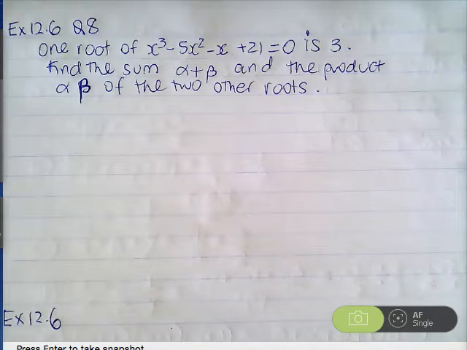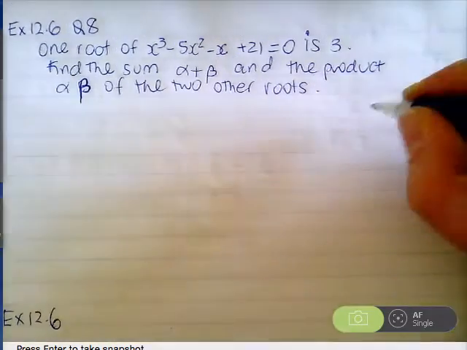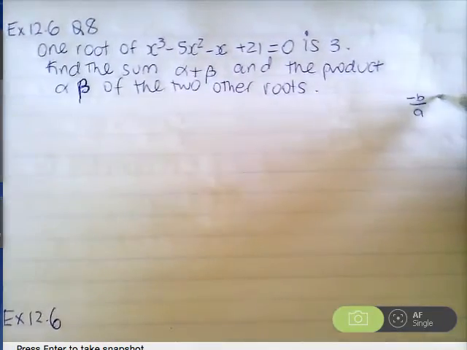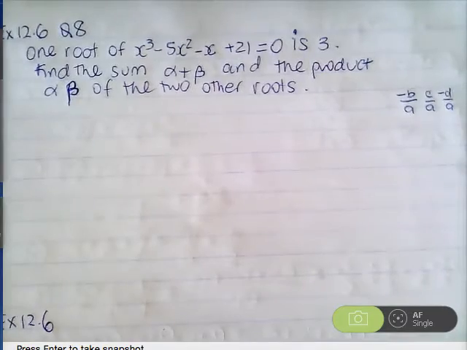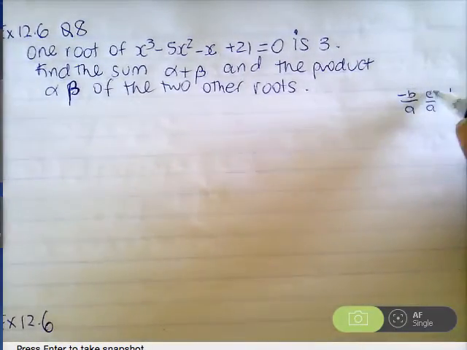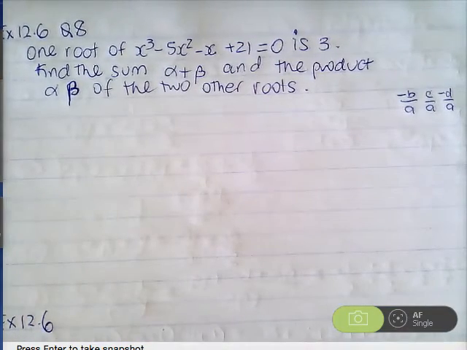All right, so what are you going to do? Sum of roots. So do you know your rules? We've got minus B on A, C on A, minus D on A, because there's only 3 roots. So sum of roots 1 at a time will be minus B on A, 2 at a time is C on A, product, or 3 at a time is minus D on A.